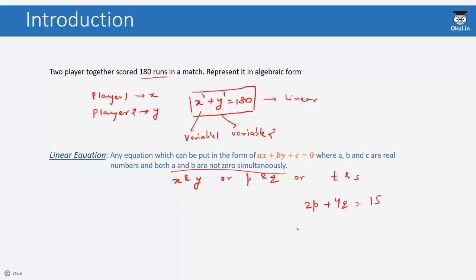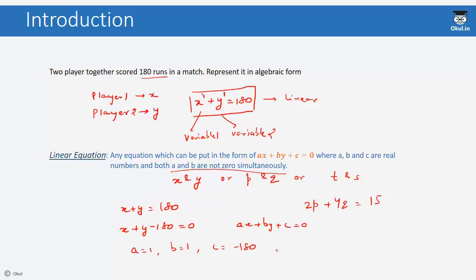So if I look at the above example, x plus y is equal to 180. To write it in the form ax plus by plus c is equal to 0, we will take 180 to the left hand side. That is, x plus y minus 180 is equal to 0. On comparing this with ax plus by plus c is equal to 0, we get a is equal to 1, b is equal to 1 and c is equal to minus 180. Here we can see that both a and b are not 0. So this is a linear equation in two variables.